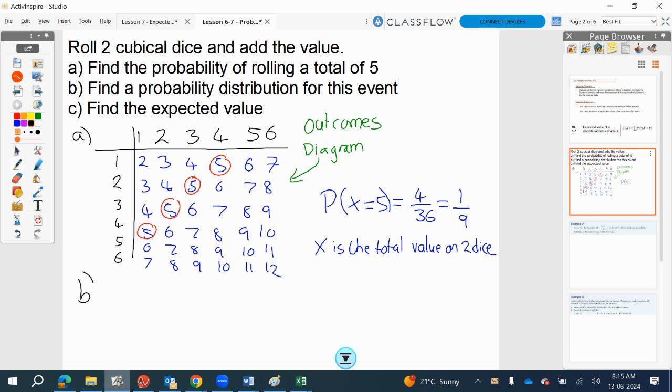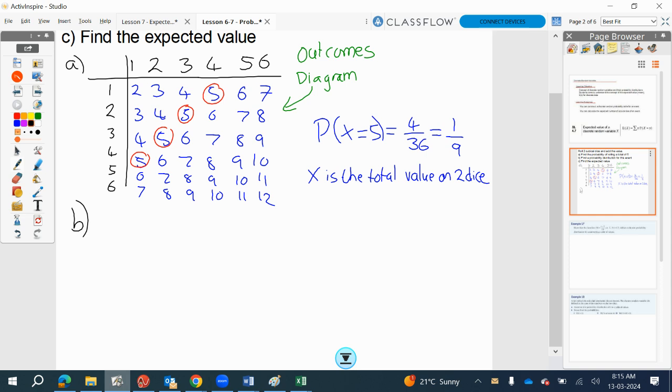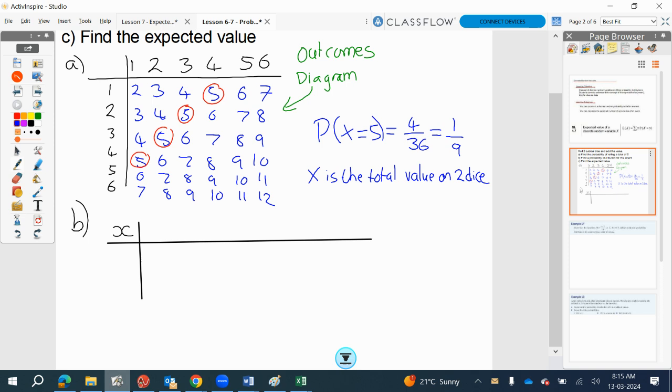So B. What we do for this is we need to get a table of all the values for x. So x here is a capital X. If we have a lowercase x, this is a particular instance of x. So I'll just draw a table of the possible values that x can have. What's the lowest possible value that x can have? 2. So x can be 2, 3, 4, 5, 6, 7, 8, 9, 10, 11, 12.